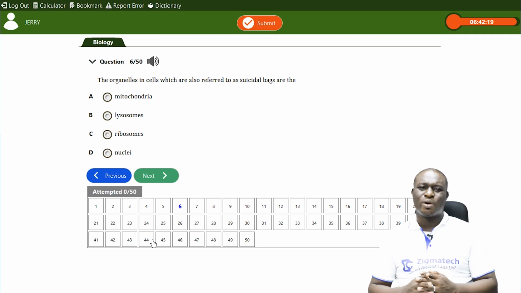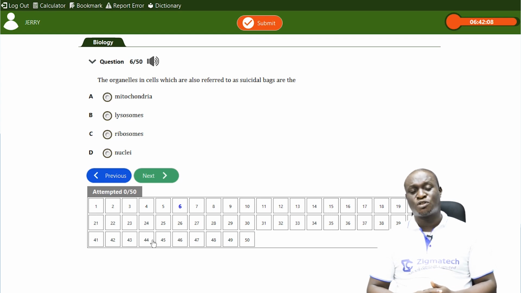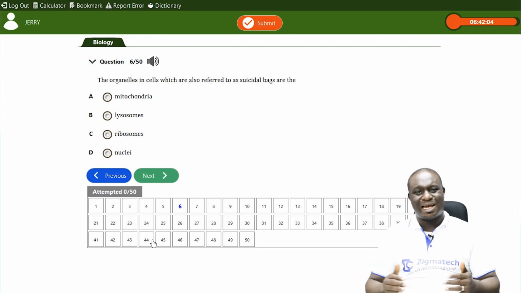Now, the first option we have there is the mitochondria. Sometimes it is referred to as the powerhouse of the cell. The reason why it is called the powerhouse of the cell is actually that the mitochondria is the site for cellular respiration.